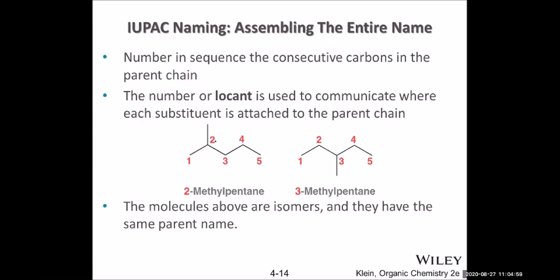The numbers on the parent are just like street numbers. When we locate a house, we need to offer the street number. We have 100 Main Street. 100 shows you what location on Main Street has a house. It's the same with organic chemistry. The numbers tell you what location on the main parent has the side chains, has the substituents. Those numbers, we call them locants.